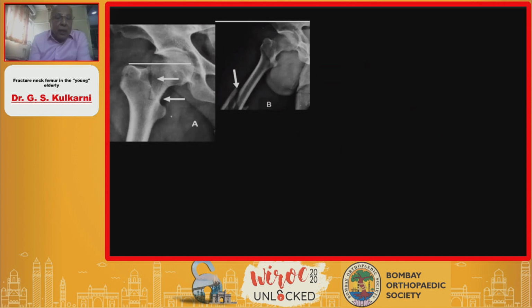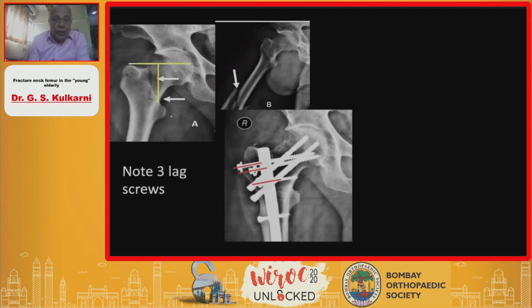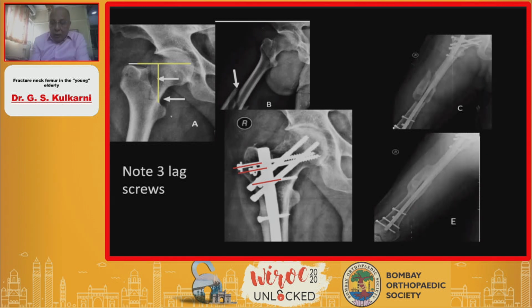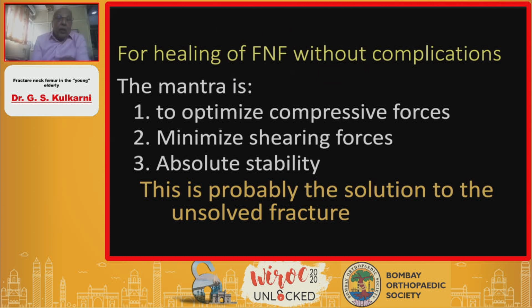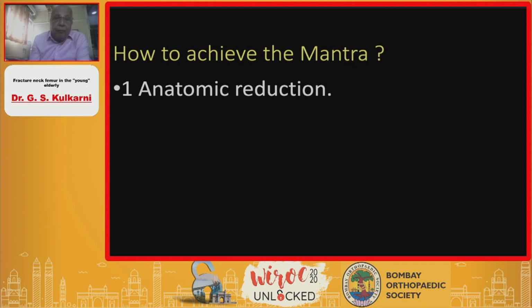This is an example where there is a 90 degrees Pauwels angle, and this was treated with just 3 lag screws and compression was achieved and the fracture united. Also, the shaft fracture united. For healing of fracture neck of femur without complications, the mantra is to optimize compressive forces, minimize shearing forces, and absolute stability. This is probably the solution.